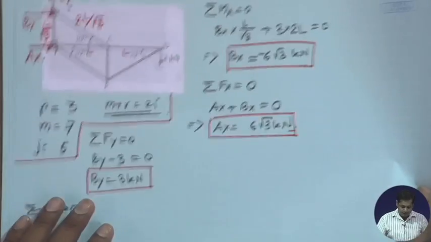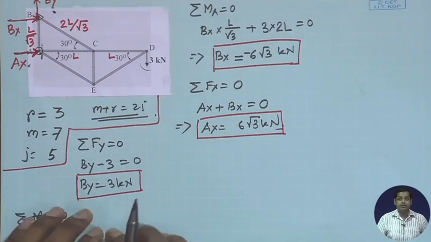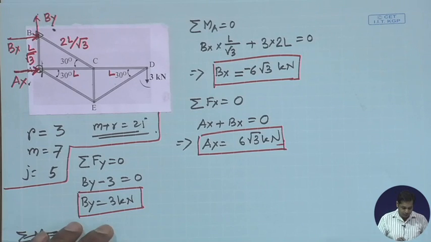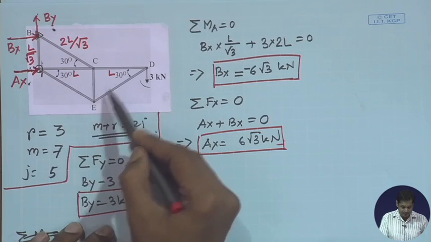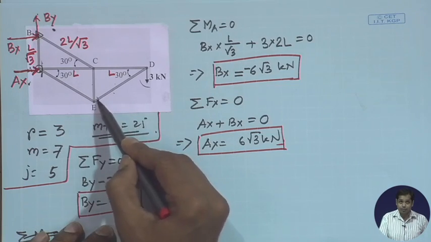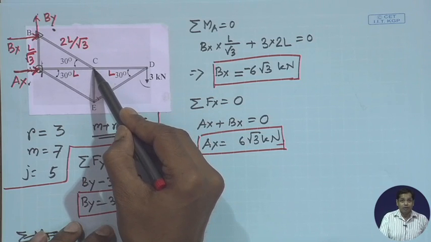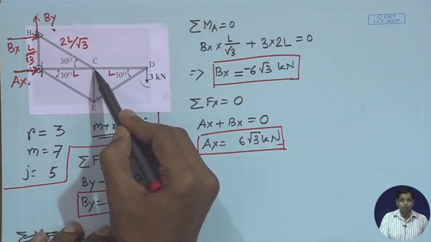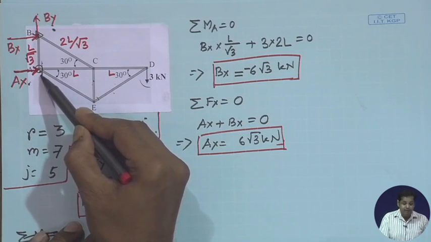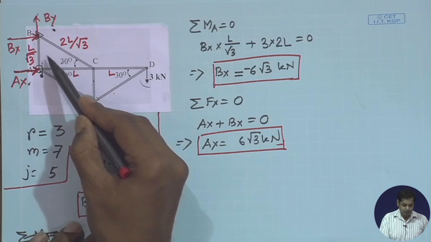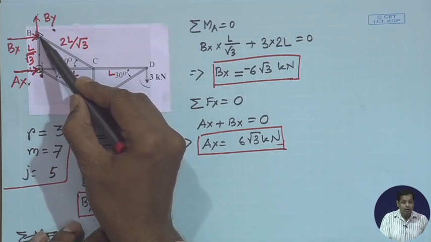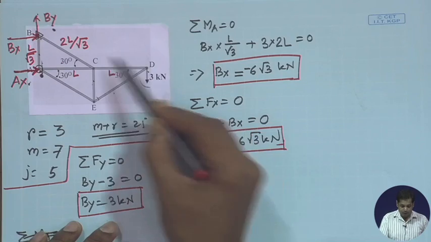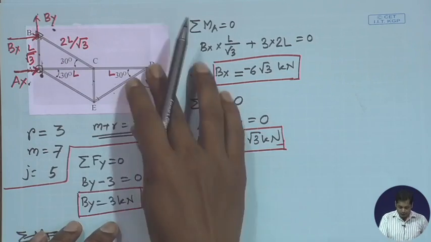Let us identify which joint we shall take. We cannot start with joint E, because joint E has 3 members, so 3 unknowns, and equations will be only 2. We cannot start with joint C, because C has 4 members, so we have only 2 equations. We cannot start with joint A as well, because A has 3 unknowns, and only 2 equations are available. So, either we can start with joint B or with joint D. In both cases, the number of unknowns is 2. So, let us start with joint D.